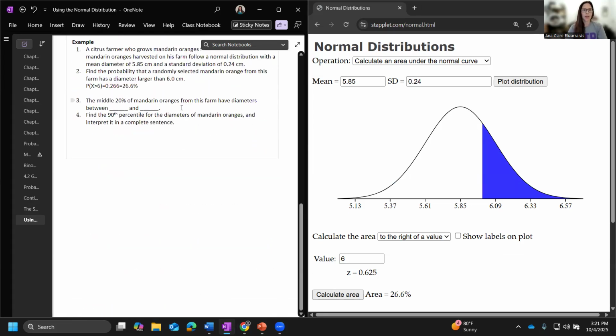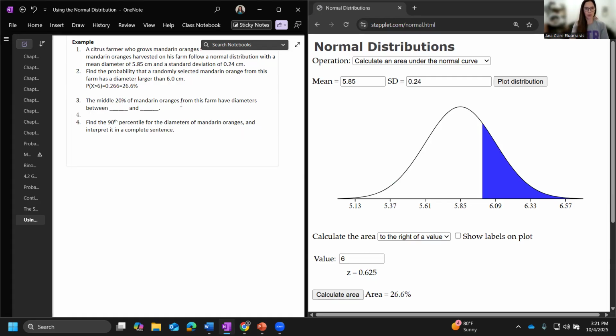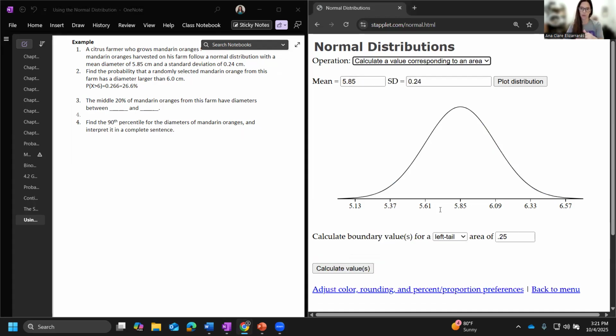All right. Ooh. The middle 20% of oranges have diameters. All right, so we are already given the percentage. So I'm not trying to calculate a percent. I need to calculate the values based on the percent. So I need to change back to calculate a value. And I have 2 blanks and only 1 box here. So want the 20%. But if I just did this, I only get 1 number because it's not between. So remember, I need central in this situation.